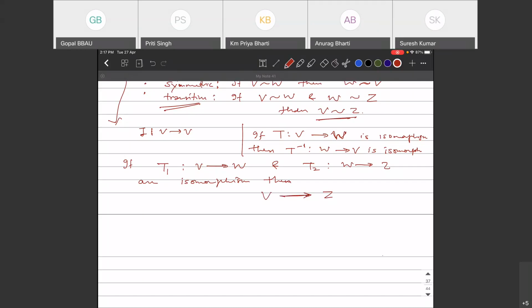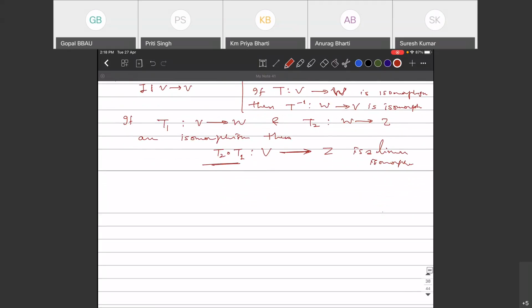Okay. So you know composition of two linear transformations, composition of two functions. So T1 composed with T2. First T1 will go from V to W, then apply T2, which will bring it to Z. So this is also a linear transformation, a linear isomorphism. Proving this is linear is an exercise for you. Try to prove it. You have already seen that if you have two one-one and onto functions, then their composition is also one-one and onto.